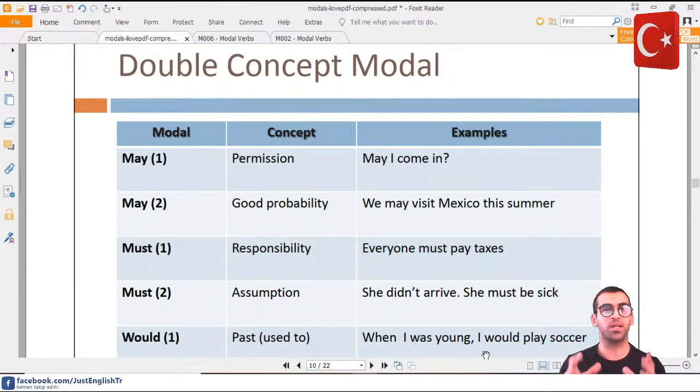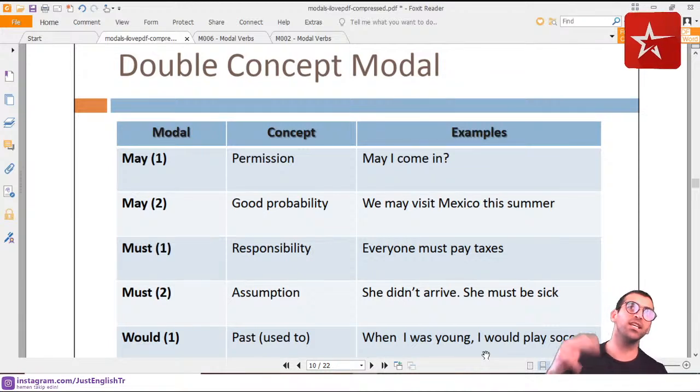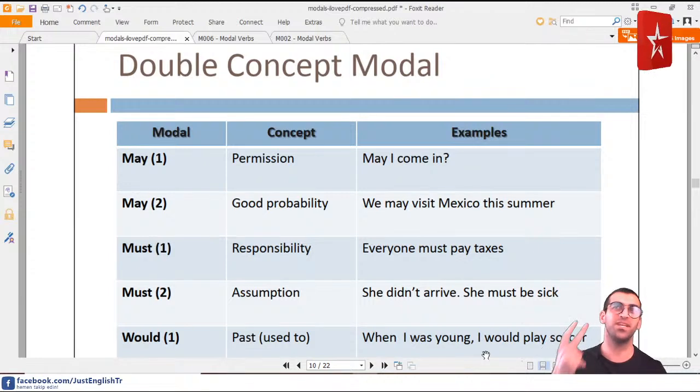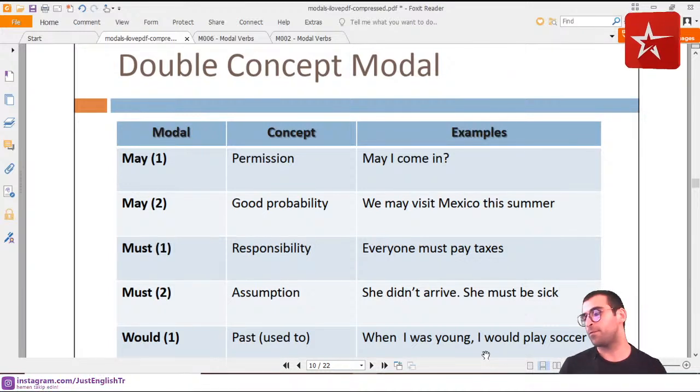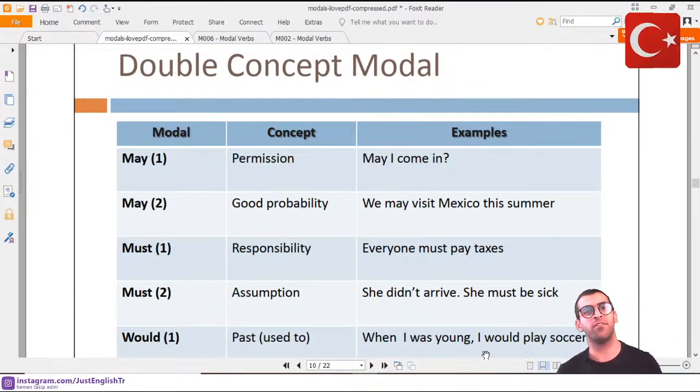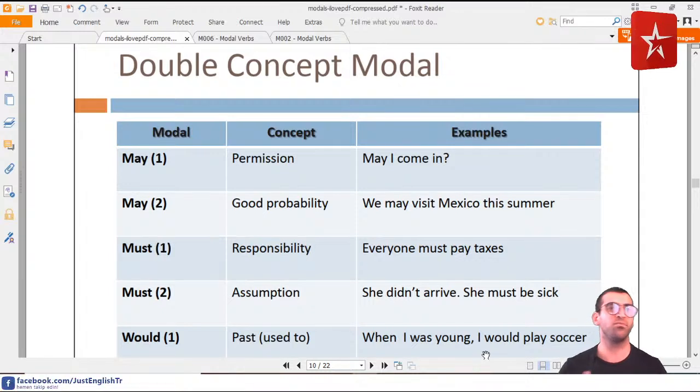So double concept model means this kind of modal verbs have two different meanings. Let's start with may. The first meaning of may is permission. For example, when students want to come into the classroom, they say, may I come in, teacher? Hi everyone, may I come in? It's a kind of getting permission from someone, from your teacher.